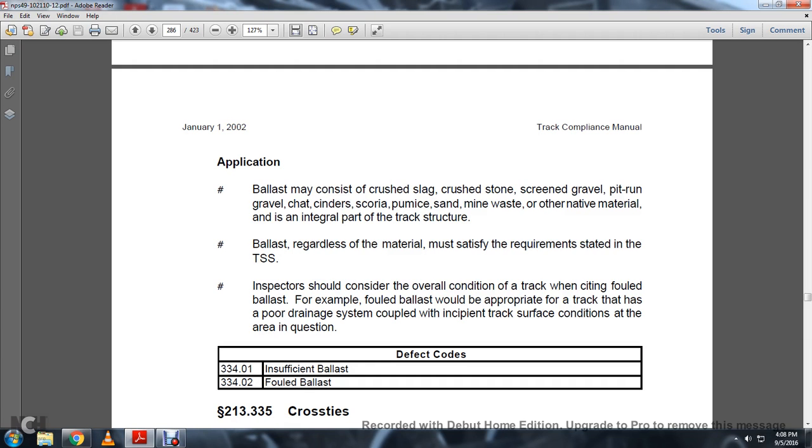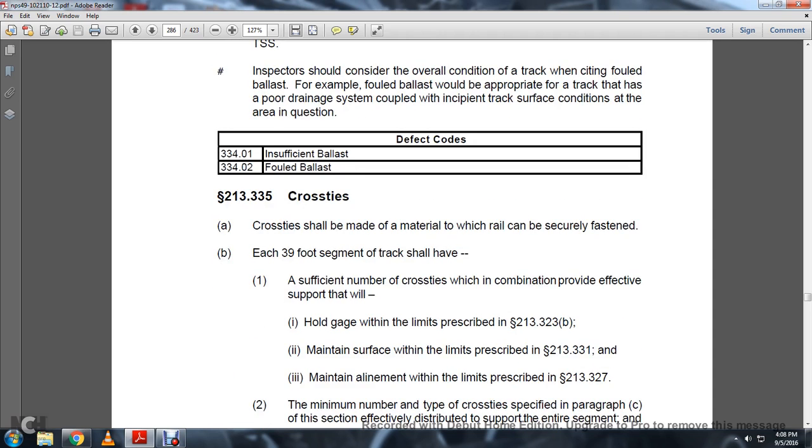Inspectors should consider the overall condition of the track when citing a defect with the track. For example, the defect ballast would be appropriate for track that has poor drainage coupled with insufficient surface condition. Question: defect codes 330401, insufficient ballast; 334, foul ballast. 213.335, cross ties.